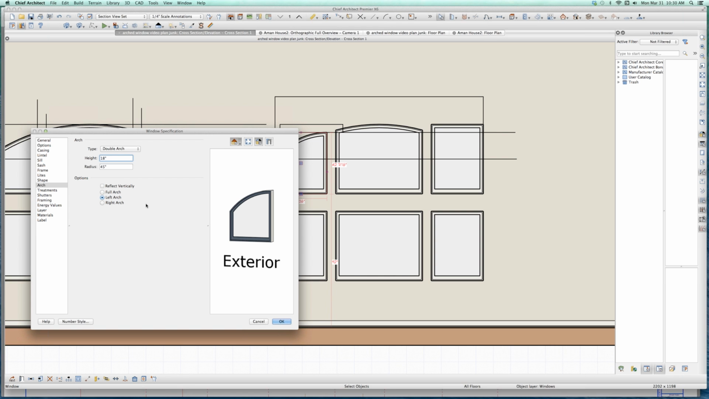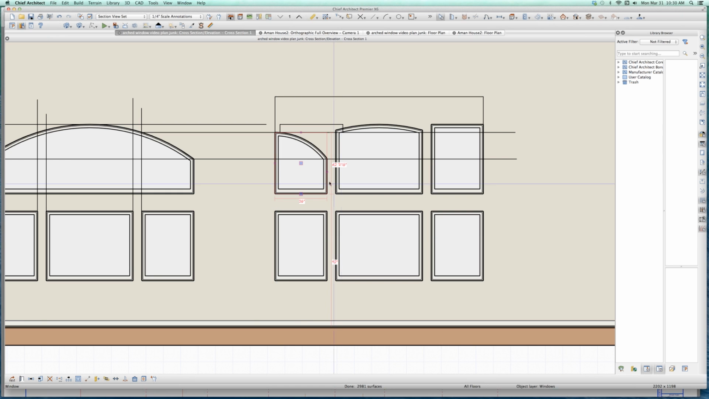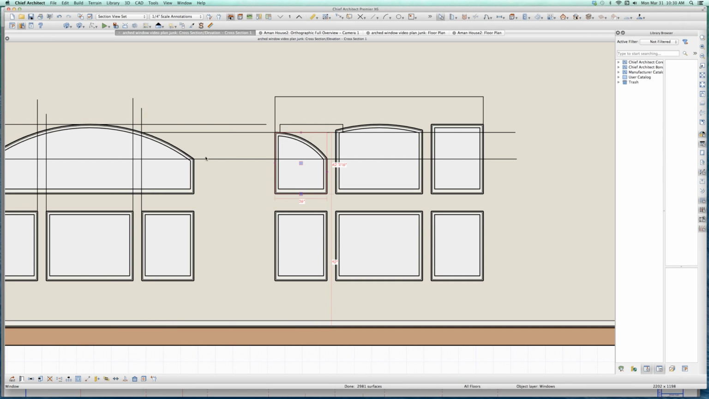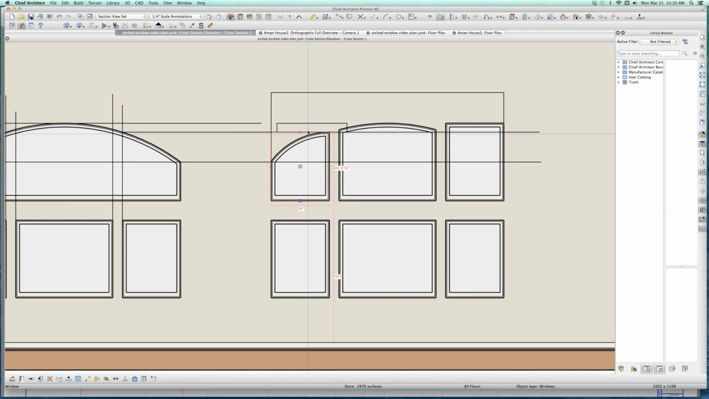Double arch. That's the magic number. You have to control these windows as a double arch, because with a double arch, you can control the height, the height being the distance from this low point right here to the top part, and you can control the radius. That's the magic. I'm so glad you asked the question. I'm so glad that Perry reminded me of this. There it is right there.